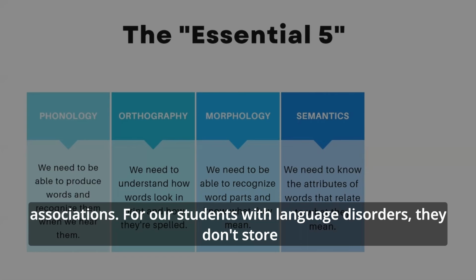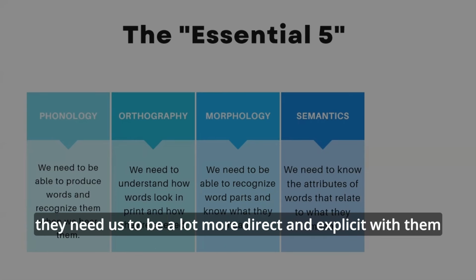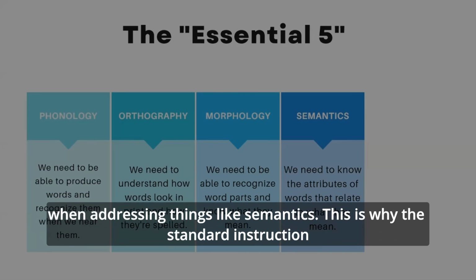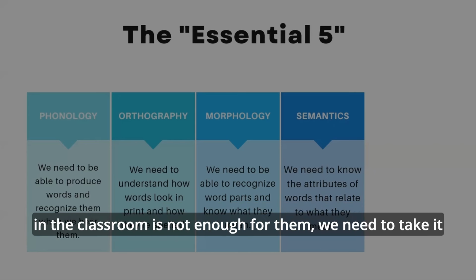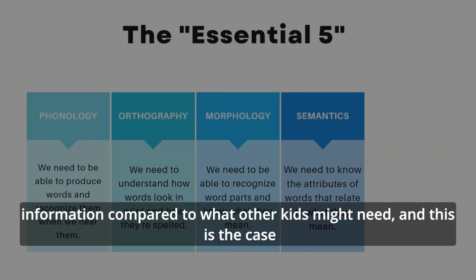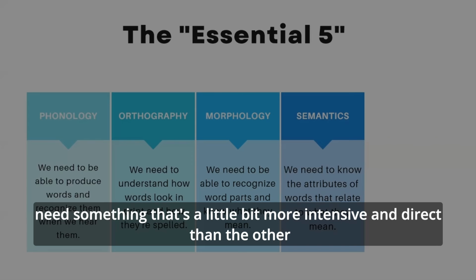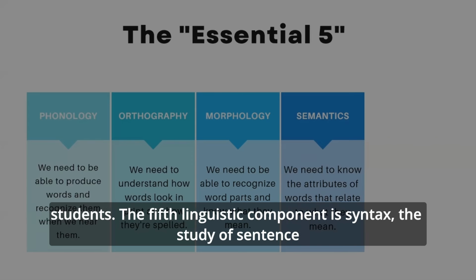For our students with language disorders, they don't store semantic information as efficiently and automatically as other students. They need us to be a lot more direct and explicit with them when addressing things like semantics. This is why the standard instruction in the classroom is not enough for them. We need to take it a step deeper and be more direct with them when we're teaching semantic information compared to what other kids might need. And this is the case with all of the Essential 5. The students on our caseload just need something that's a little bit more intensive and direct than the other students.